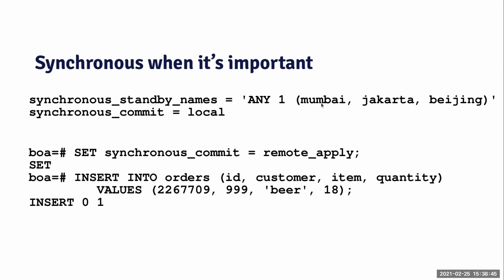Okay, so this value, when I get this confirmation of being inserted, it means that it's being at least received and replayed by Mumbai, Jakarta, or Beijing. If I don't get that information, it means that one of those nodes is down, and so I could have some data loss. So after I've done that, because it's important to have these orders well replicated, I can come back to asynchronous commit. Yeah, so I reset the value to local from remote apply. So let's do the example.